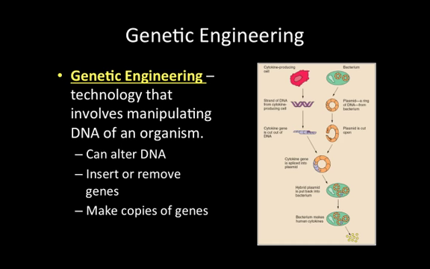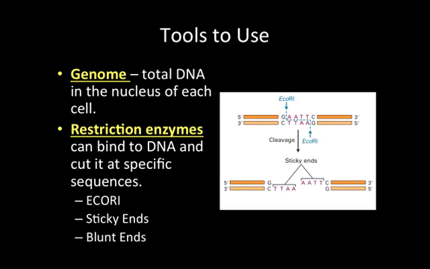And we can do other things with genetic engineering as well. So how do we use this? And here are some tools that we use. One is known as the genome, which is the total DNA in the nucleus of the cell, and it's important to know the genome. A few years ago, the Human Genome Project, or being able to sequence the entire set of DNA inside of a human cell, was one of the biggest topics in science.